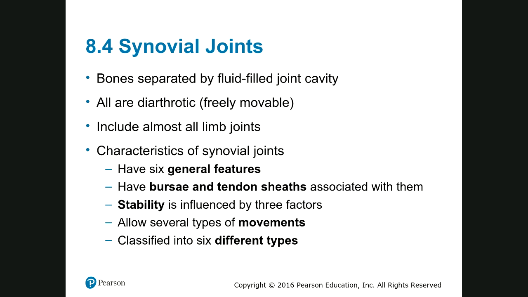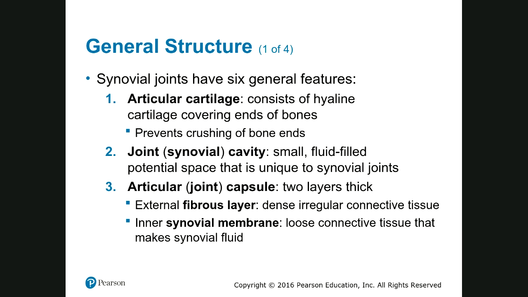All right, so let's go into the different types of joints. So synovial joints have 6 general features. Articular cartilage. This is hyaline cartilage that covers the ends of the bone. And we talked about this in the last chapter where bones come together, they rub together. They're going to have that cartilage there to prevent bone from rubbing into bone. And then we have a joint cavity, or the synovial cavity, that's fluid filled. And this is to provide lubrication and also help the joint move very easily and clearly.